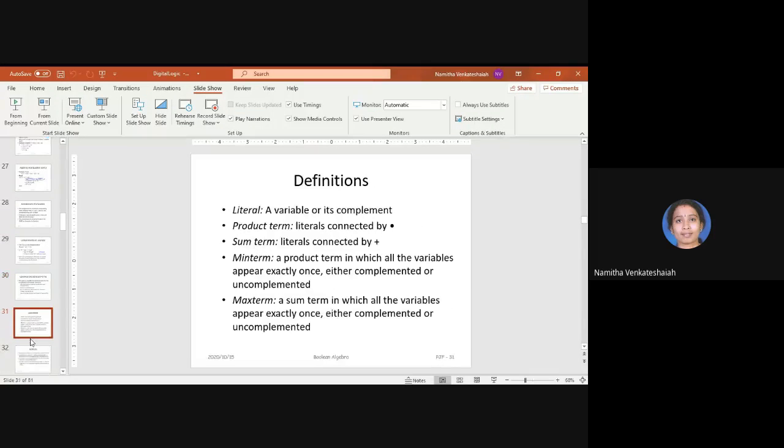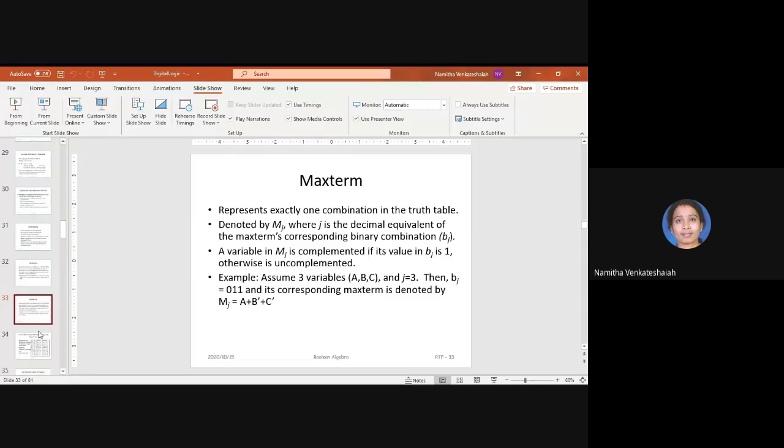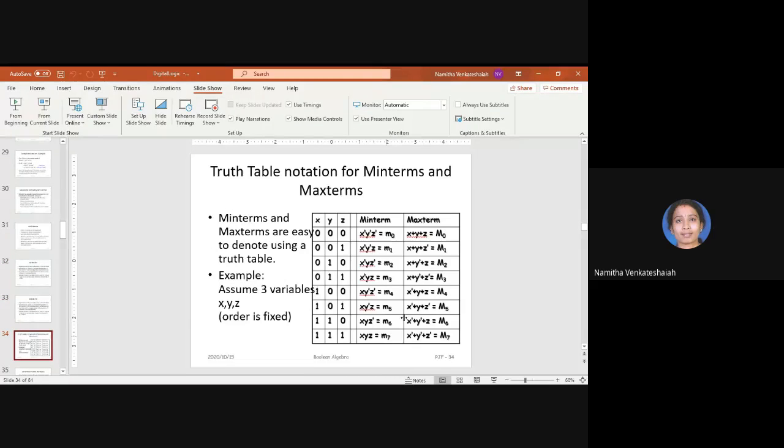Now, after algebraic manipulation, what happens? I had already told you this and made you write a related assignment, but once again I am repeating. If you have a three variable input, 0, 0, 0, like that, 2 to the power of 3 is 8, so there will be 8 rows.